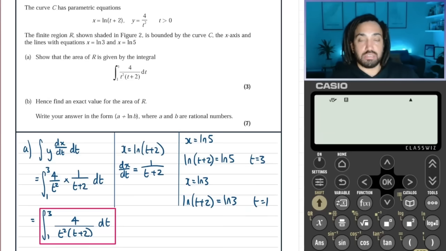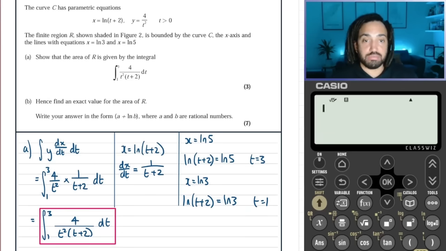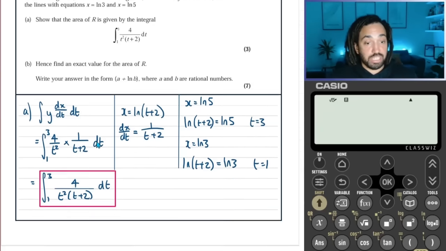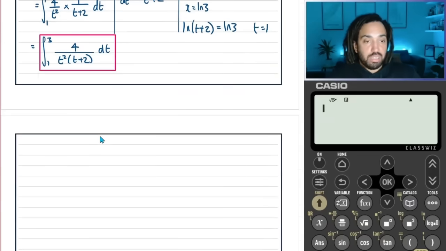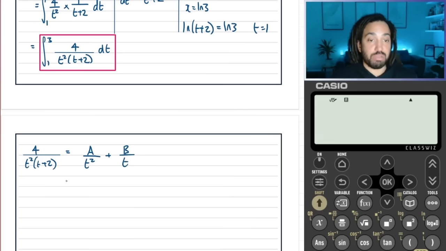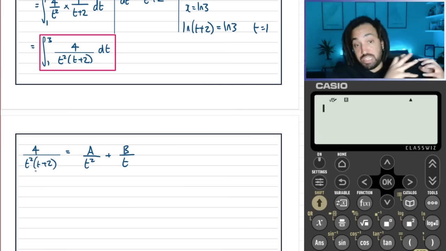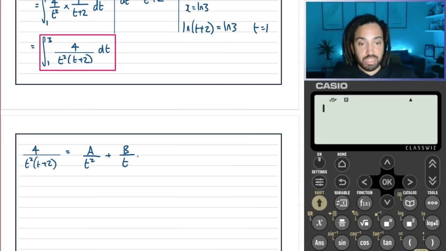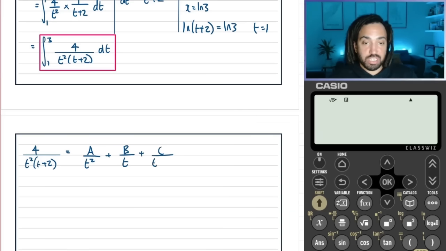Okay, great. So now it's asking us to find the exact area, and we need to integrate that by partial fractions. So let's say that 4 over t squared (t plus 2) is going to be the same as a over t squared plus b over t, because remember we have a repeated root, you have to do it over the squared and the non-squared, and then finally plus c over t plus 2.